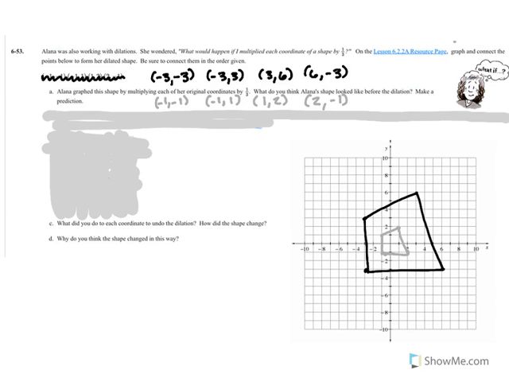For this question, what do you do to each of the coordinates to undo the dilation? You can either multiply by 1/3 or divide by 3. And the shape does not change. Angles don't change. Just the size of the shape changes, right?